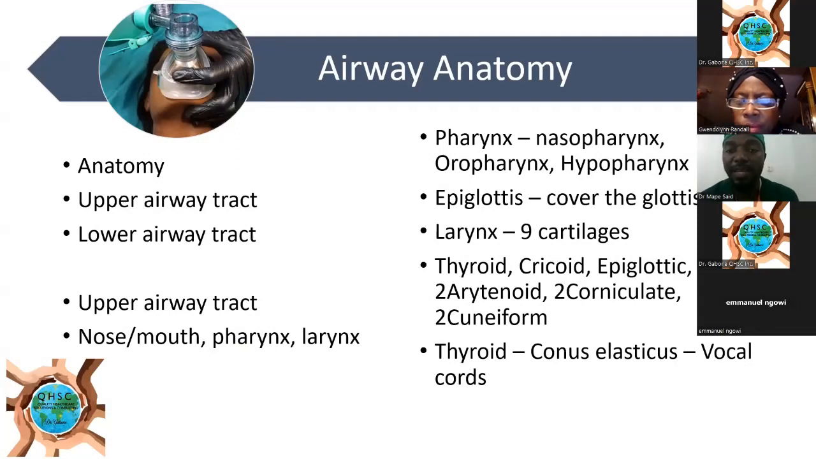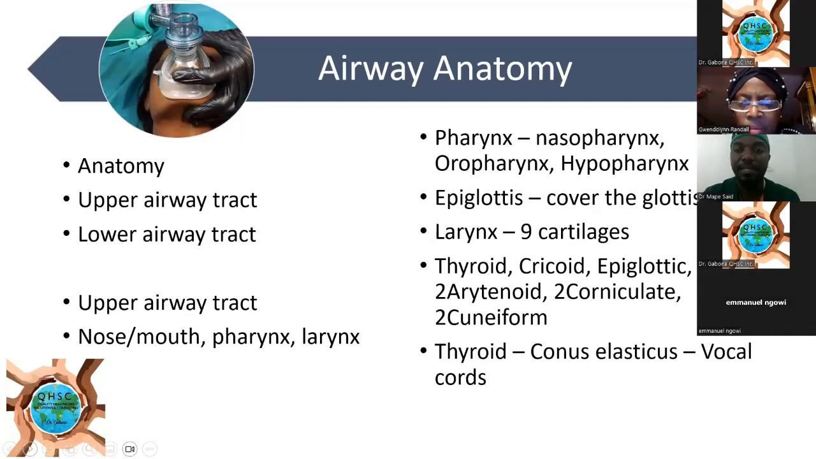And also, we meet the larynx after the pharynx, with nine cartilages, simply by mentioning them: the thyroid, the cricoid, the epiglottic, arytenoid, corniculate, and cuneiform. And also, we have the thyroid, which will make up the conus elasticus, which appears as the vocal cord. These are important landmarks, especially when you manage the airway for patients in advanced airway management, when you want to intubate the patient. These are very, very useful landmarks to be sure that I'm putting my tube the right size.